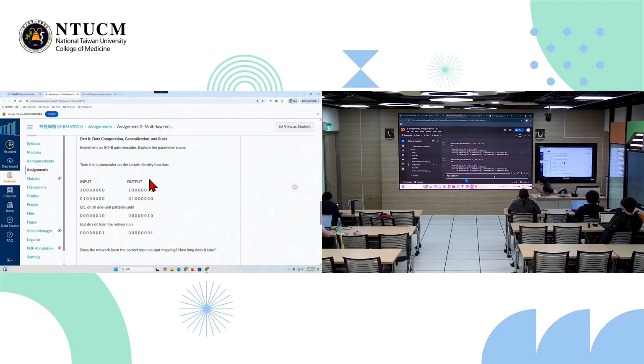Then for pattern 8, what you want to do, if you go down a little bit, is that you don't want to actually train it. You only want to test it for pattern 8. So in other words, you train on the first 7 patterns, and you can test the first 7 patterns. But for this pattern 8, you don't want to train it. You only want to test it. So yeah, you want to see if it generalizes.